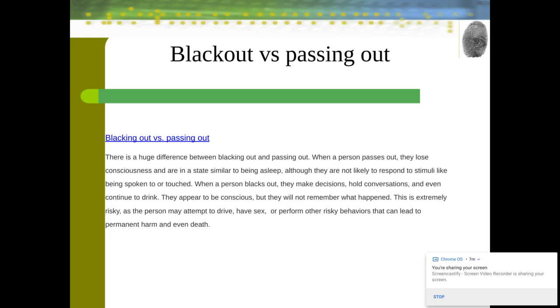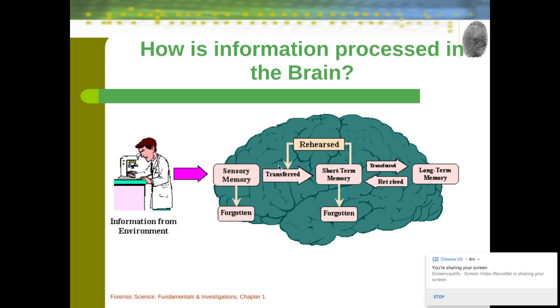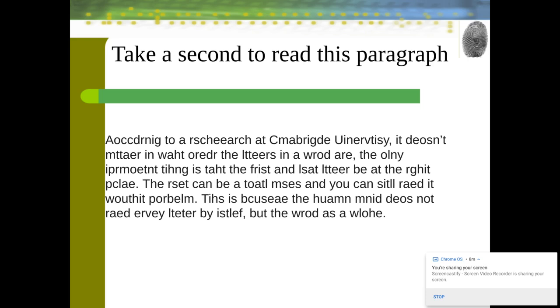So again, when you go off to college, you need to be real careful how much you drink. You don't want to be in that phase where you don't remember the things you did the day before. All right, so, a little side there. Go ahead and take a second just to read this paragraph.